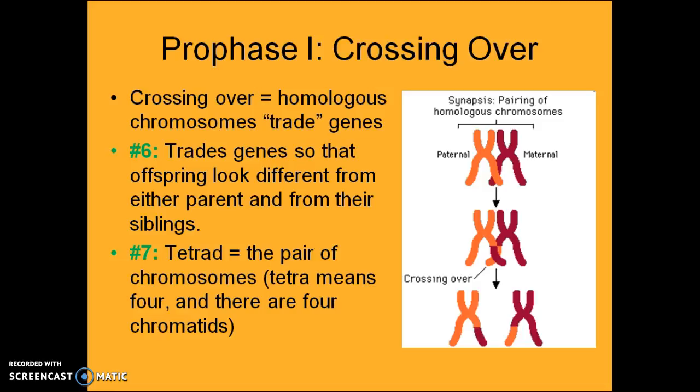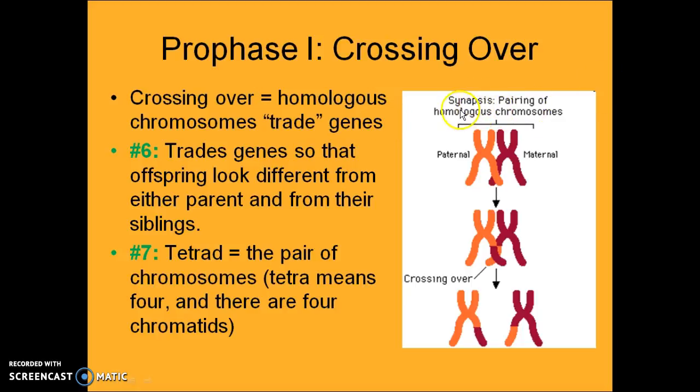Okay. And this is just another picture of this. Remember, you have one of your homologous chromosomes that came from your dad, so that's paternal, and one that came from your mother, so that's maternal. And we have 23 pairs of homologous chromosomes, or 46 chromosomes in the cell.